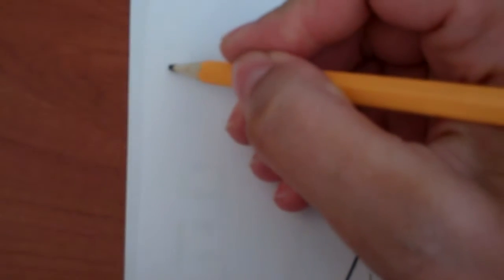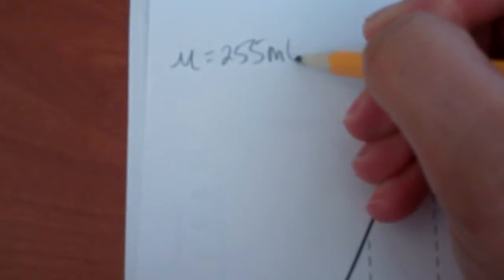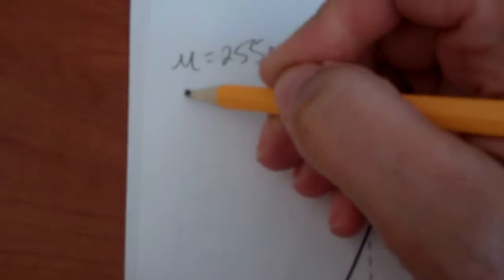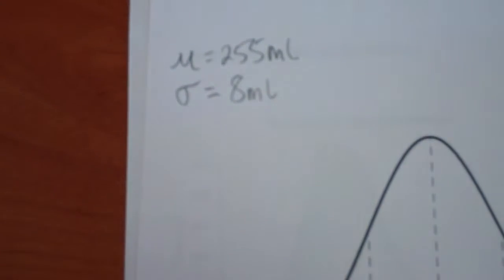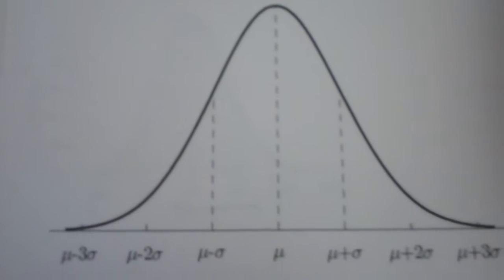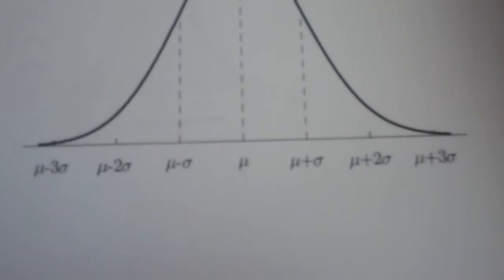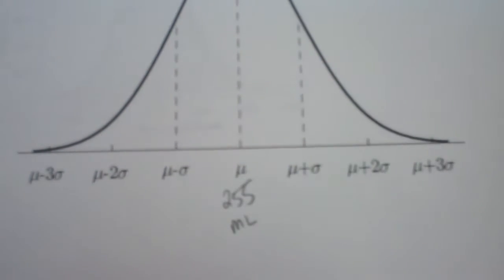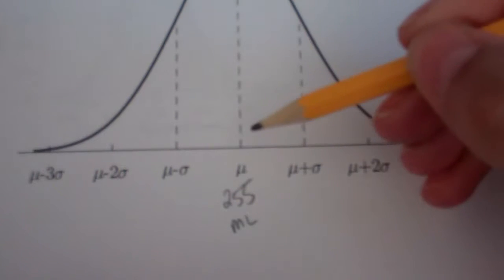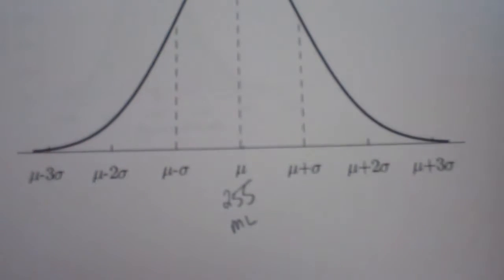First, let's write down what our mean is. Our mean is 255 milliliters, which they gave us in the problem. Our standard deviation is 8 milliliters, which they also gave us in the problem. They told us it was a normal distribution, so automatically you draw that nice curve. And we're going to put 255 milliliters in the middle, because that's what we're going to be talking about the most, is that middle.